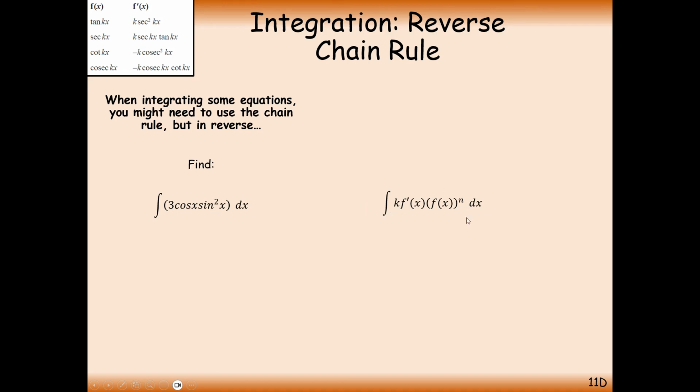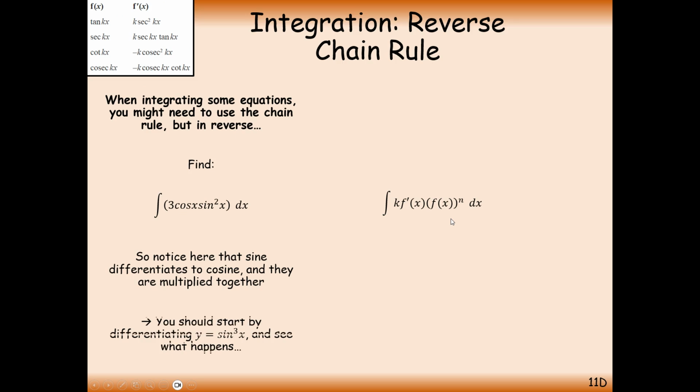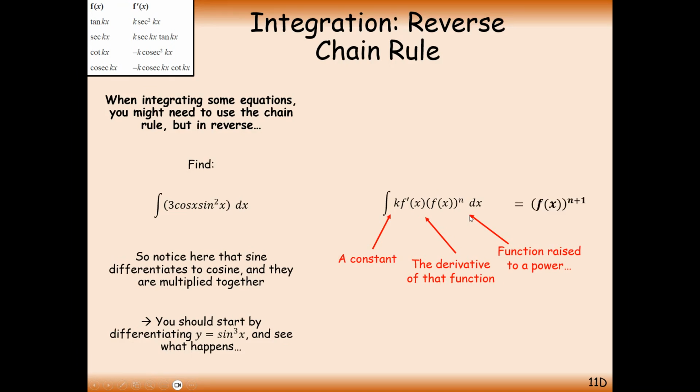Alright, so let's slowly build up the picture. Here on the right hand side we've got k times, k is a constant, multiplied by f dash, multiplied by f of x raised to the power of n. Now, what happens to that n? That n and the k are related to each other.